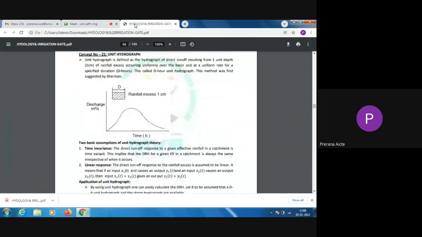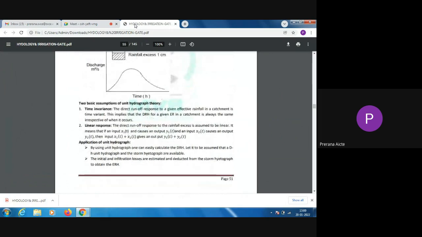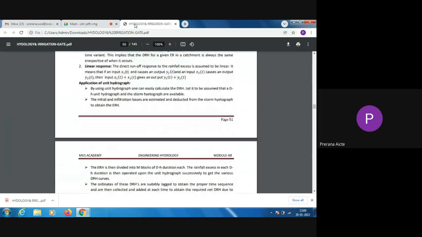Next, of course, the assumptions of the unit hydrograph are already covered in theory questions, and the applications of the unit hydrograph are also important in university examinations. By using the unit hydrograph, one can easily calculate the direct runoff hydrograph, then the effective rainfall hydrograph.